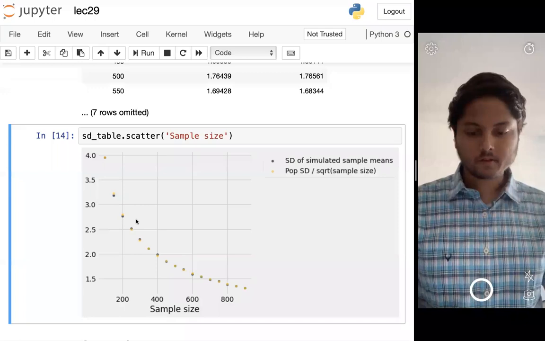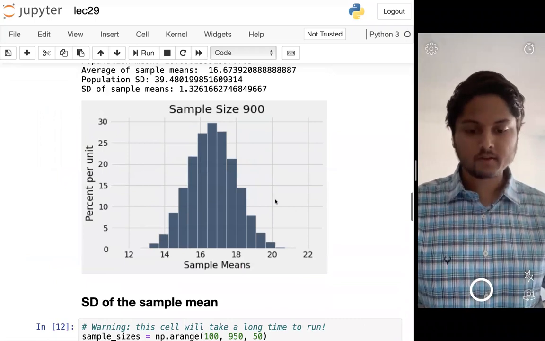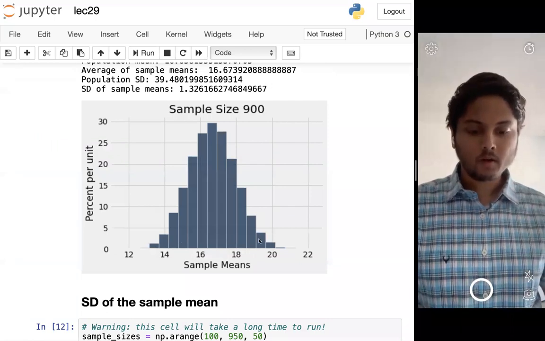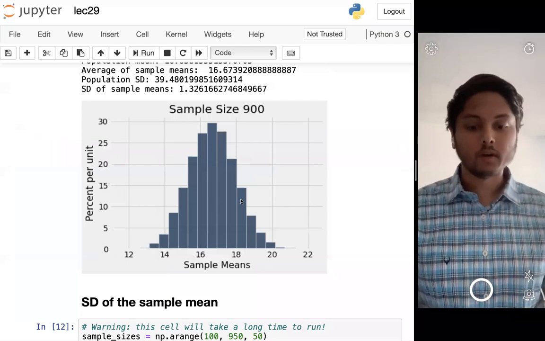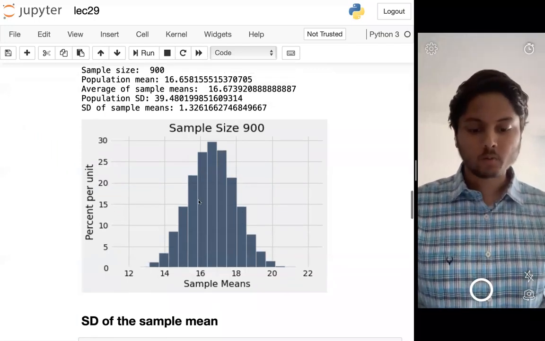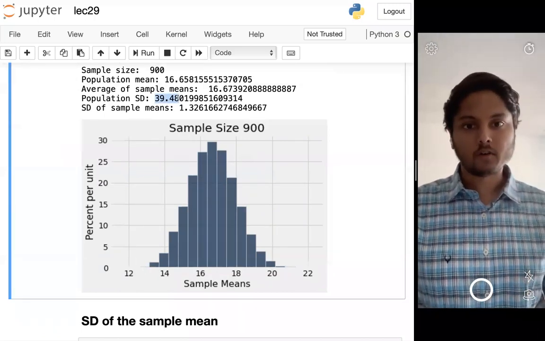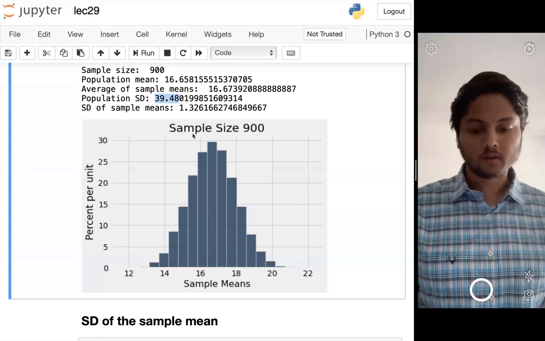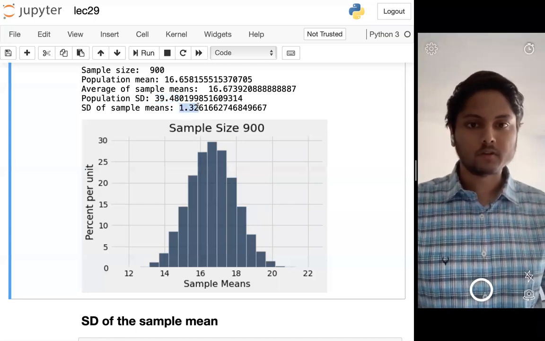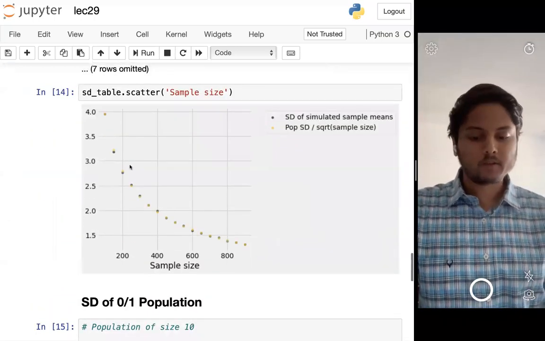What's the difference between the blue and yellow dots? Blue dots are what we actually see. Let me go back up here. Let's say these are a bunch of simulations of sample size 900. The blue dot would be the actual standard deviation we observe of this distribution. The gold dot is what would be predicted based on the formula. In this case, that would be the population SD 39.48 divided by square root of 900. It's not really shown here, but it's a theoretical value that we would expect to see, whereas the blue dot is the actual observed standard deviation of your simulation. Your simulation itself is going to vary a little bit, but that's what's being compared there.